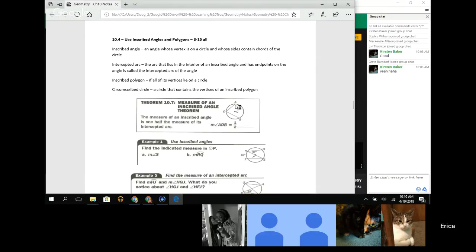If we have this angle ADB, then the arc is going to be double the size of the angle. So if ADB was 50 degrees, then the measure of arc AB would be 100 degrees. Or if the measure of arc AB is 100 degrees, then the measure of ADB is 50 degrees. So a little bit more complicated, right? They're not exactly equal to each other, but they have this relationship.